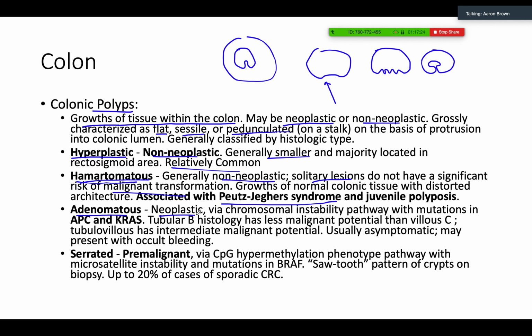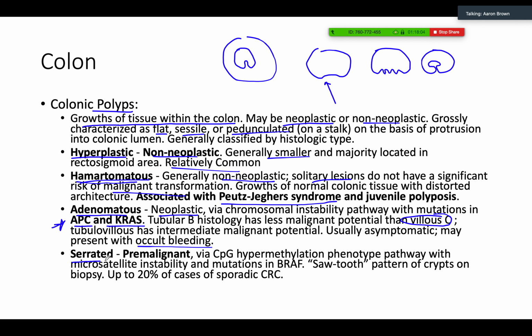Adenomatous, these are neoplastic. Okay, so they have some sort of mutation that's causing a pathologic growth of cells. So mutations in the APC and KRAS genes. This is important to memorize. And the histology that you're really scared of seeing in these types of polyps is called villus histology. Villus histology is what you see when you look under the microscope. When it's called villus, that is a more aggressive type of cancer. Okay. May present with occult bleeding.